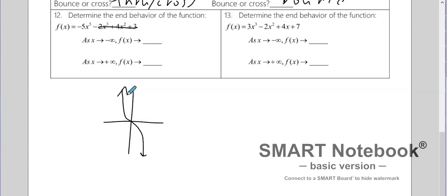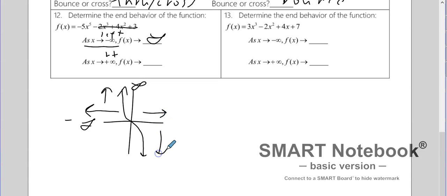So again, as x approaches negative infinity, which is out here, in other words, as I'm going left, what's it doing? It's going up. Where? Towards positive infinity. We don't have to put a positive. And then as it's going right, as x is going right, what's it doing? It's going down towards negative infinity.